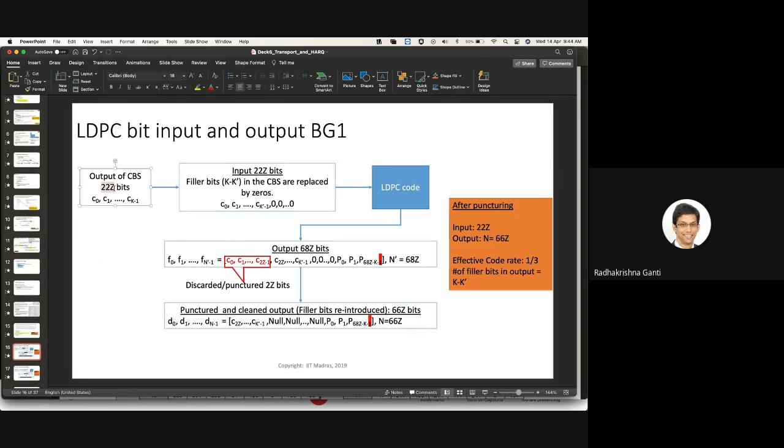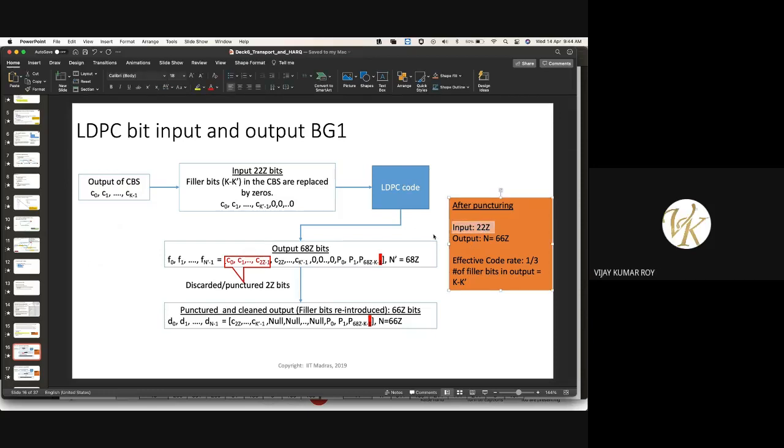Okay. So sorry, this should not be 22 bits. The output of code block segmentation, you get some bits. The input should be 22z bits. What you do, you fill these, which are called the filler bits. These are the zeros. You put k minus k dash, 0 bits here. Okay, the input to the LDPC code is 22z bits.